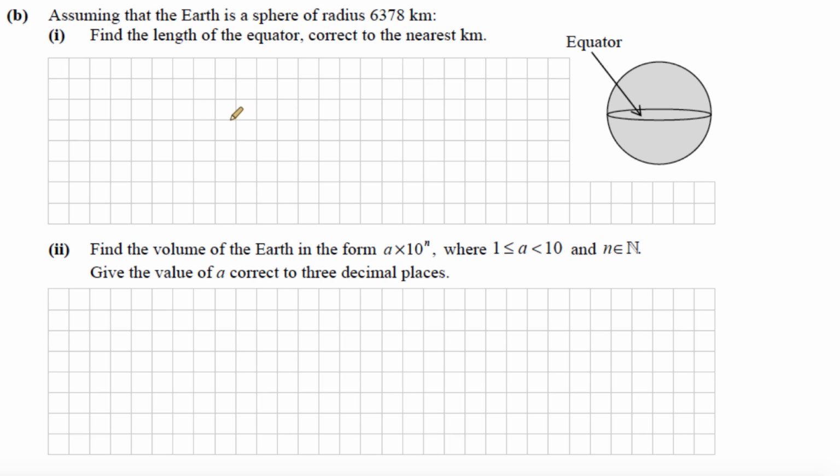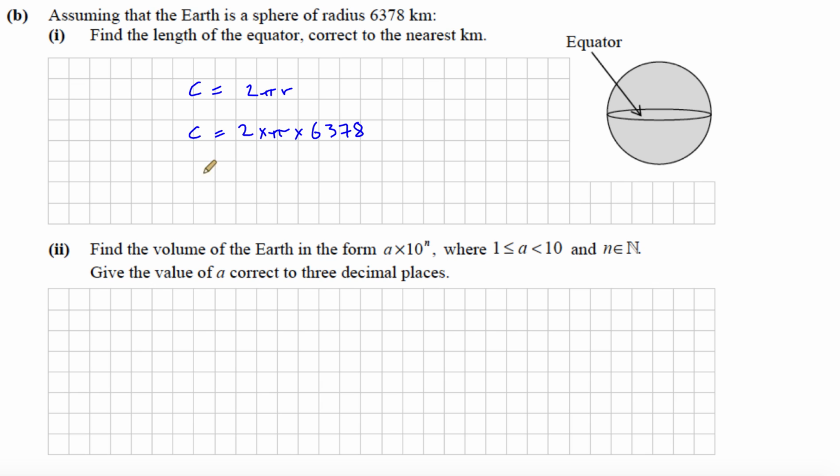Part B, assuming the Earth is a sphere of radius 6,378 kilometers, find the length of the equator, correct to the nearest kilometer. Well, the equator is the line going around the Earth, so that's really the circumference. It's a circle, and it's a circumference. So the formula for circumference is 2 pi r, that's from the tables book.